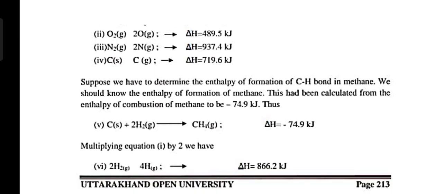Suppose we have to determine the enthalpy of formation of a carbon hydrogen bond in methane. We should know the enthalpy of formation of methane. This has been calculated from the enthalpy of combustion of methane to be minus 74.9 kilojoule. Thus, carbon plus hydrogen give methane, enthalpy of formation is equal to minus 74.9 kilojoule. Multiplying equation first by 2, we have 2 hydrogen plus 2 hydrogen gas give 4 hydrogen, del H is equal to 866.2 kilojoule.